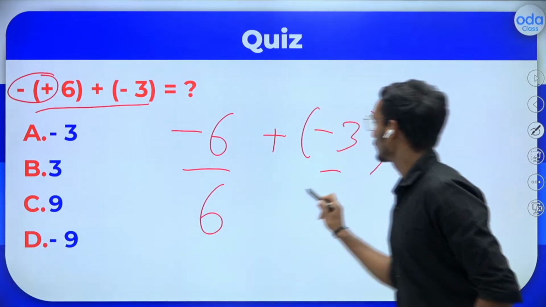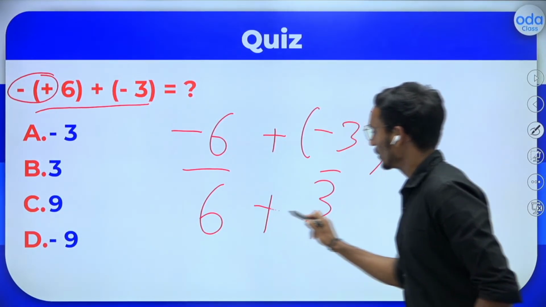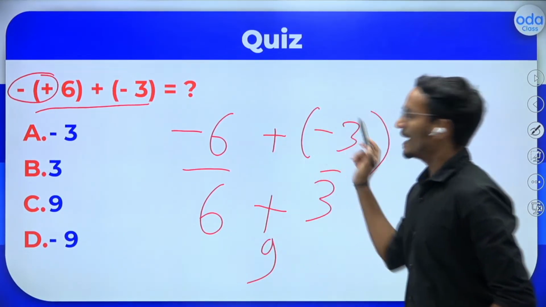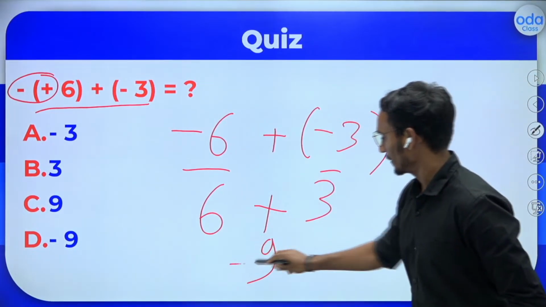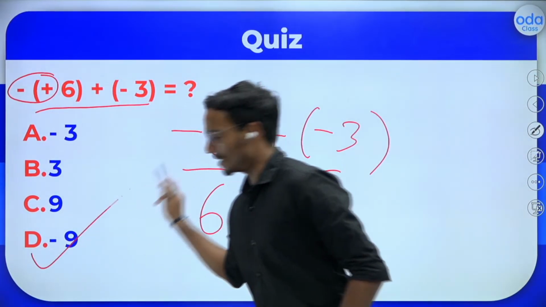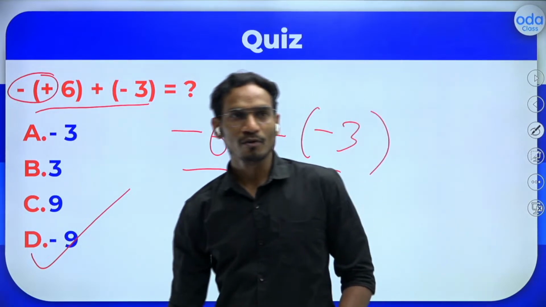नंबर ले लो, ऐड कर दो. 6 + 3 is 9 and give the common sign that is minus. That is equal to option D. Is this clear to everyone?